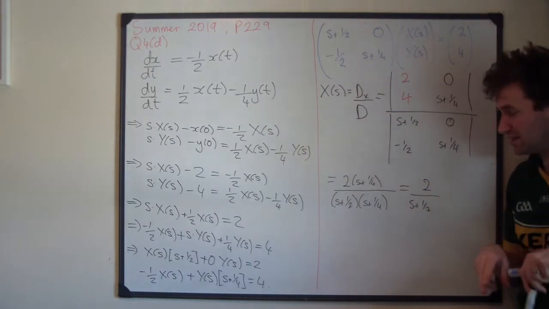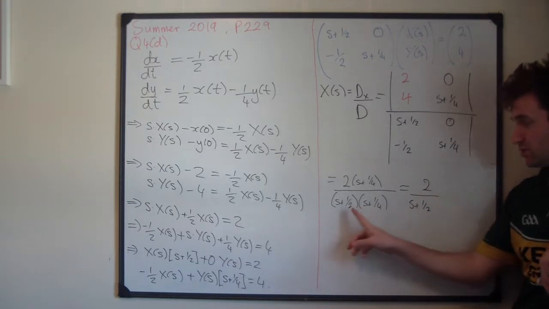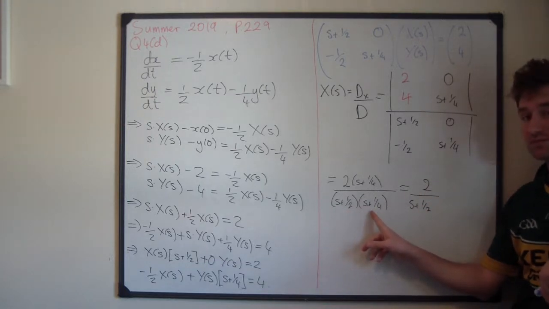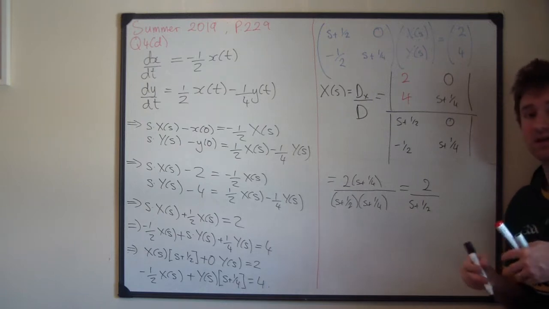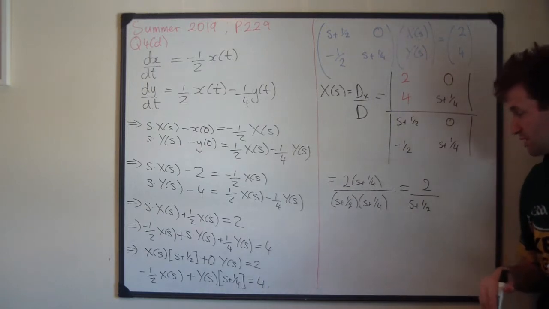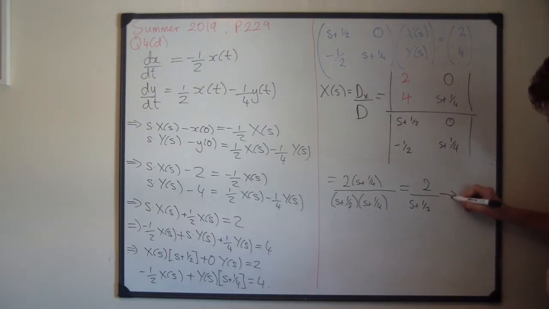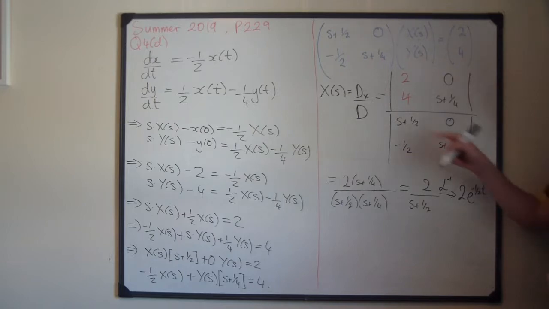So if you actually did the cover up method, you get 2 over s plus a half plus 0 over s plus a quarter. So there's no real, well, you could do it, it wouldn't be wrong, but it's kind of a waste. And this we can send back to 2 times e to the minus a half t. This is big X of s, it goes back to little x of t. Okay, now let's find y of s.